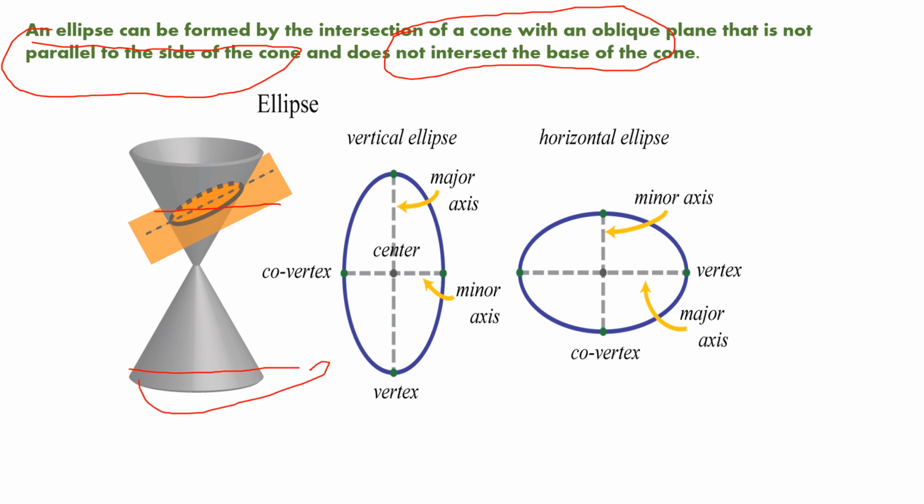We have two kinds of ellipse. One is vertical ellipse and one is horizontal ellipse. It will depend on the values of major and minor axis which kind of ellipse is there.